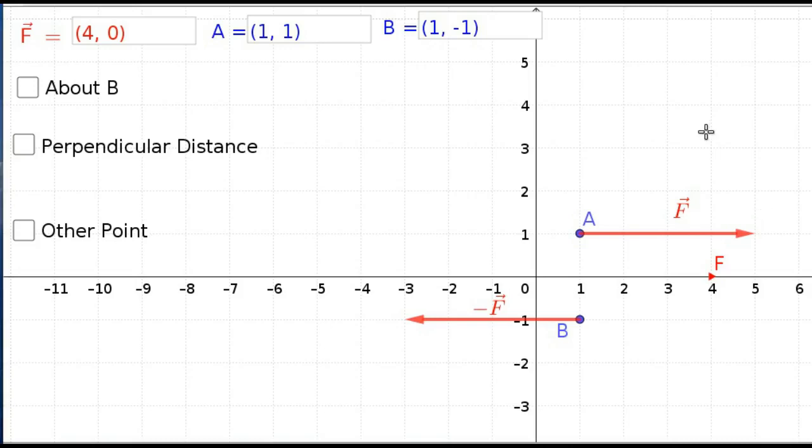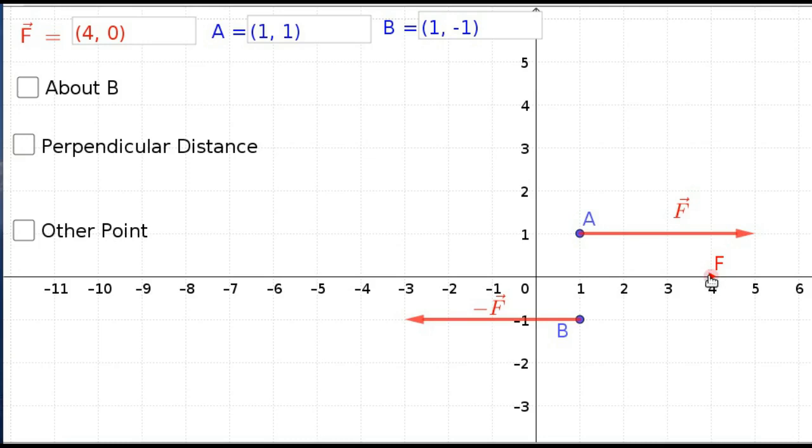Here I'll be demonstrating couples. A couple is a force applied at a point here A, and we have the negative of that force vector applied at a point B. And the couple is actually the combination of these two forces and the distance between them.